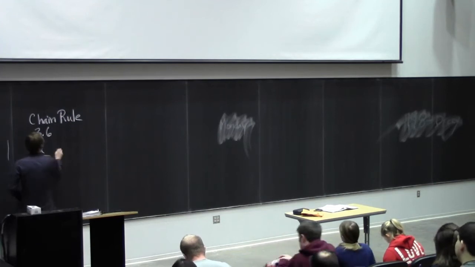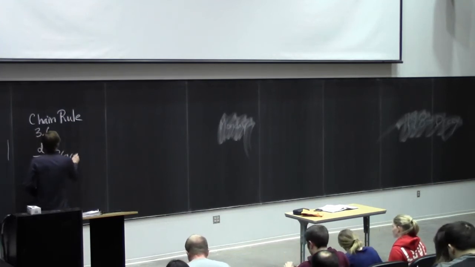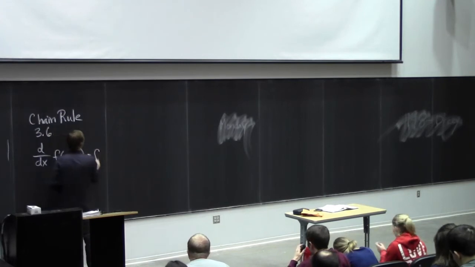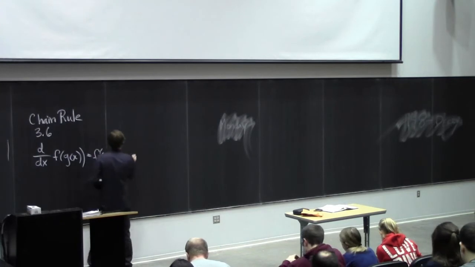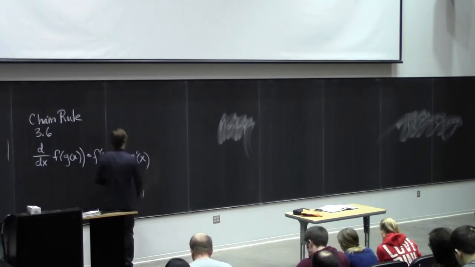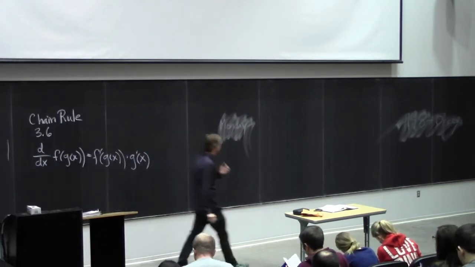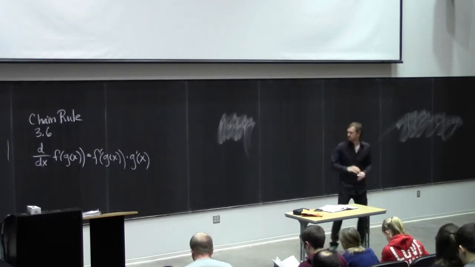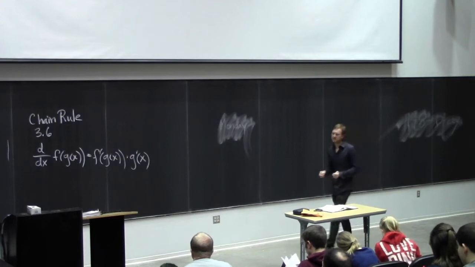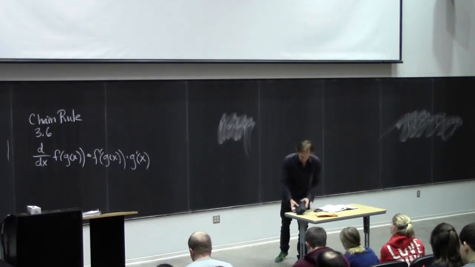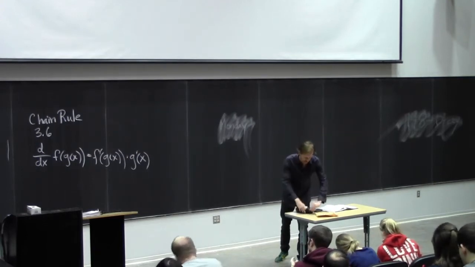d over dx f of g of x is equal to f prime of g of x times g prime of x. That's it. Pretty simple. Let's see if I can give you some intuition why it's true. Just a little bit of intuition.